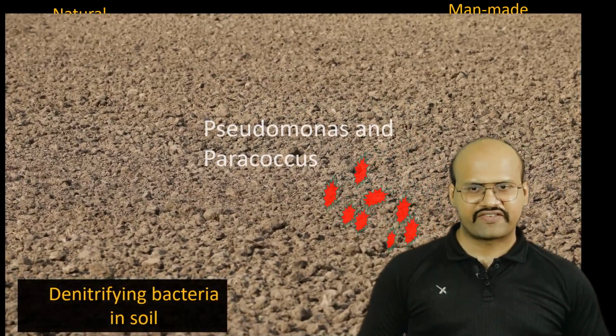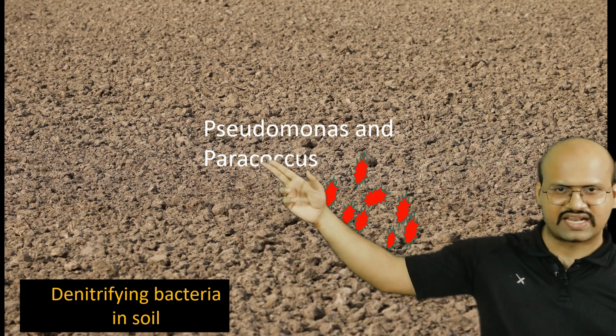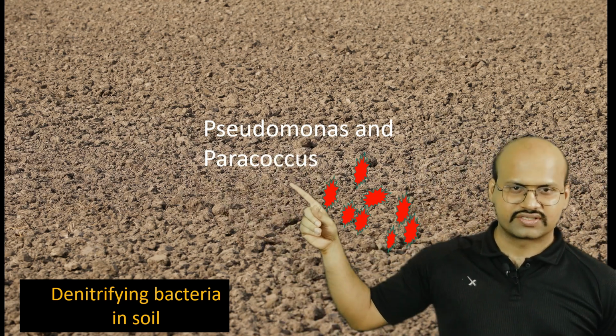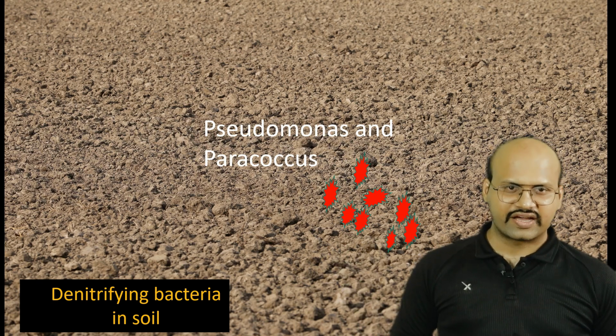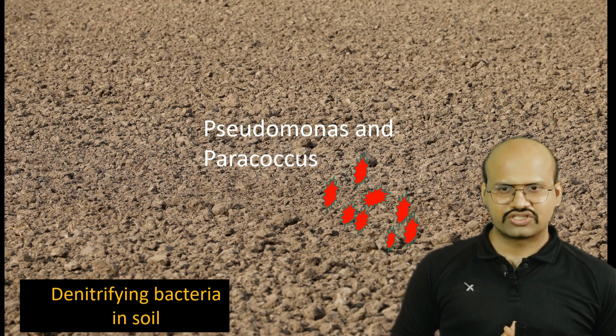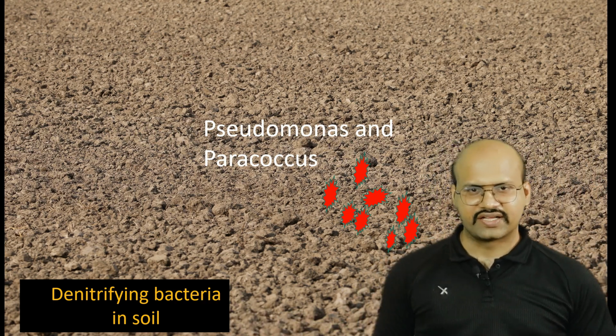Then there are denitrifying bacteria in the soil. So in the soil there are certain bacteria like Pseudomonas and Paracoccus. These bacteria take nitrogen in the soil and convert it into nitrogen gas. So this is called the denitrification process, and the bacteria are called denitrifying bacteria.